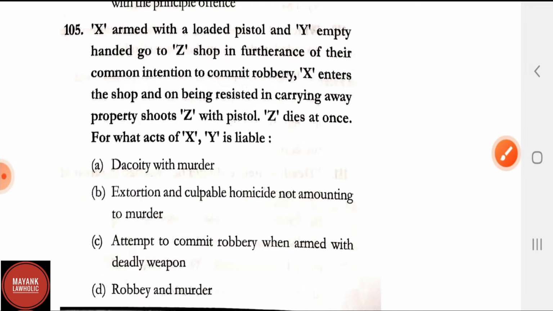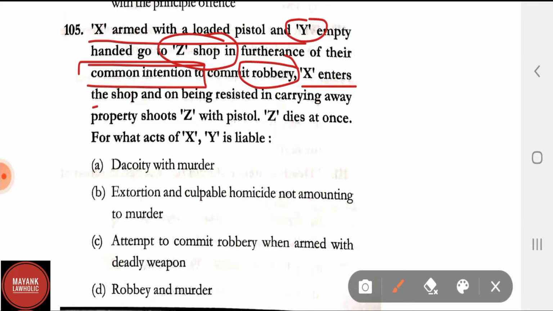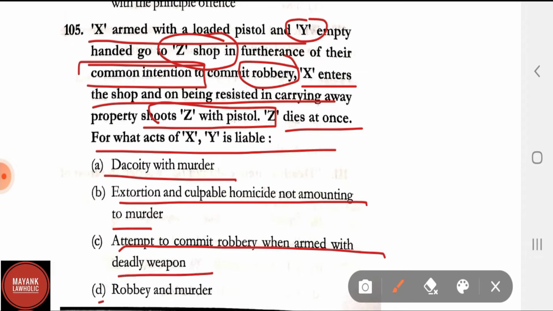Question number 105. X armed with loaded pistol and Y empty-handed go to Z's shop in furtherance of their common intention to commit robbery. X enters the shop and, on being resisted in carrying away property, shoots Z with the pistol. Z dies at once. For what acts are X and Y liable? Options: A, dacoity with murder. Option B, extortion and culpable homicide not amounting to murder. Option C, attempt to commit robbery armed with deadly weapon, and option D, robbery and murder. Here the correct answer is option D, that is robbery and murder.